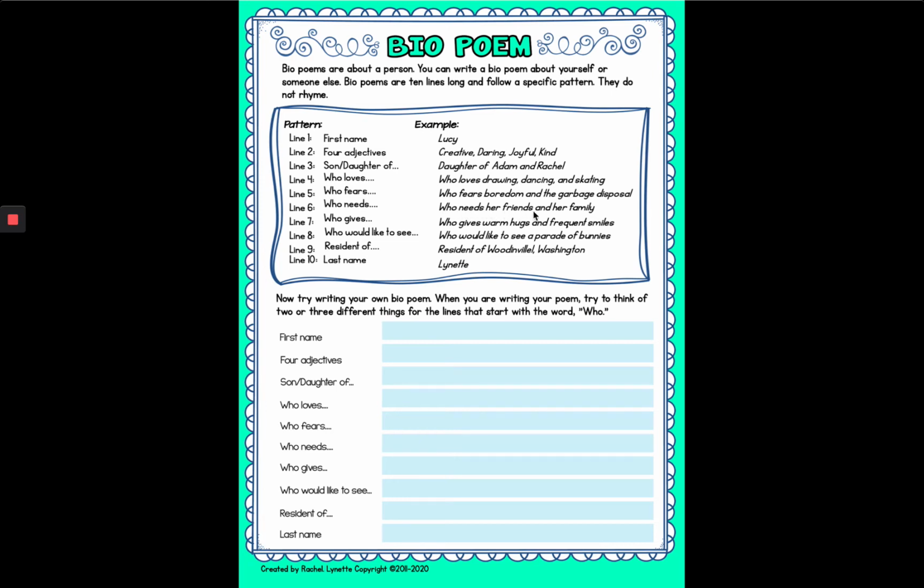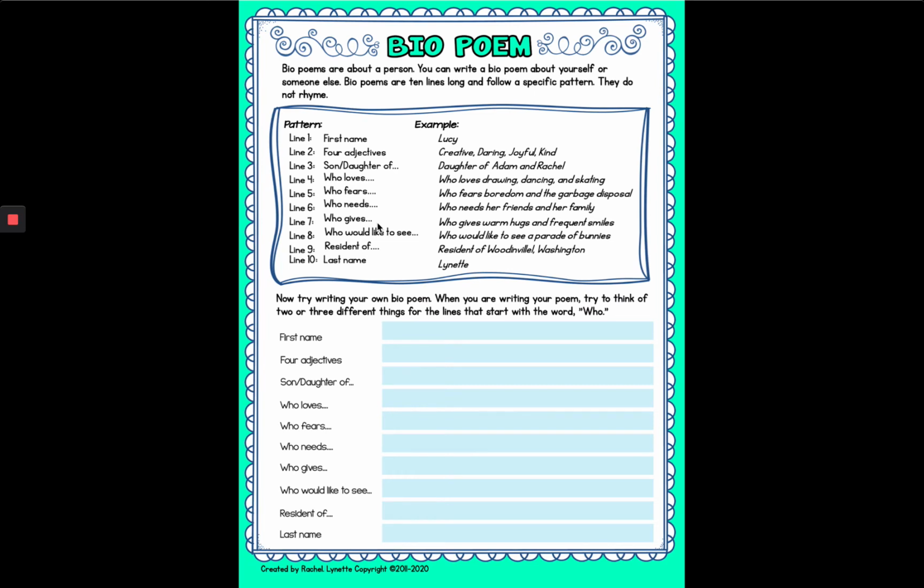That's going to be line 6. Line 7 is who gives. Now, this is something that's going to be really based on yourself, right? Do you give a lot of kindness to people? Are you giving to others in ways that maybe you're helpful? So you could say who gives help, who gives hugs, who gives smiles, okay?